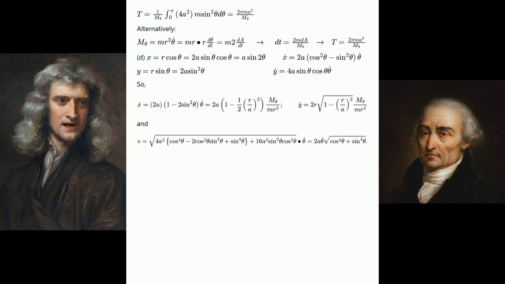dx equals r cosine theta equals 2a sine theta cosine theta equals a sine of 2 theta, so x dot equals 2a times cosine squared theta minus sine squared theta times theta dot. y equals r sine theta equals 2a sine squared theta, so y dot equals 4a sine theta cosine theta theta dot. So, see the equation shown, and see the next equation.